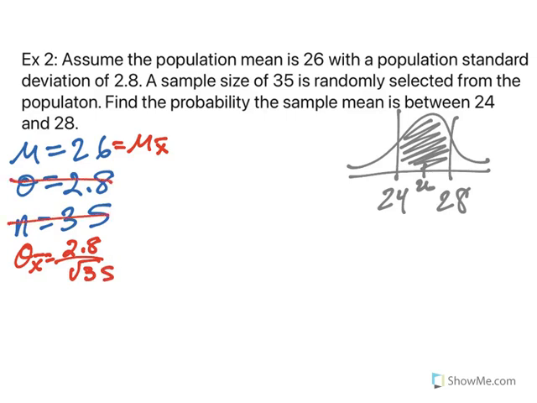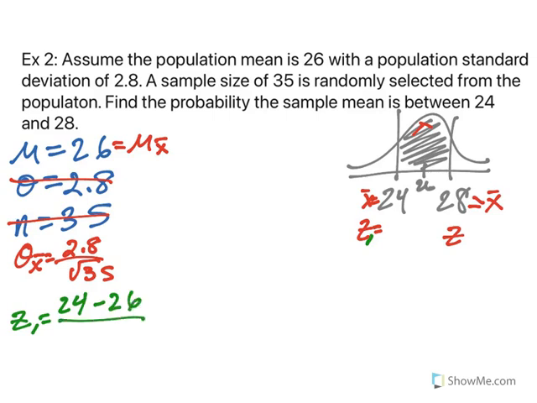So I don't need to use these anymore. But we're going to need to find two different z-scores, right? I need to find the z-score when x bar is 24, and I need to find the z-score for when x bar is 28, so that I can find the area between those two values on the curve as shown here. So we'll call this z1 when x is 24. So 24 minus 26 all over 2.8 divided by the square root of 35. When I plug that into my calculator, I get a negative 0.42.